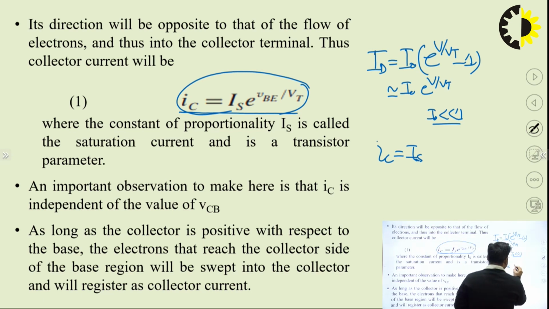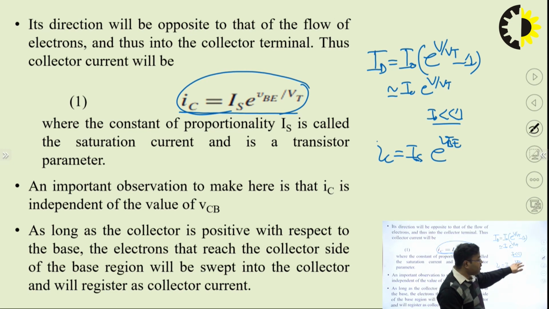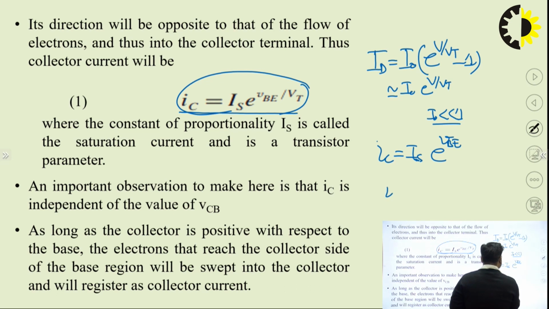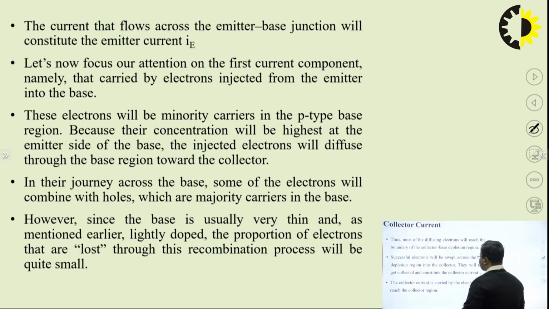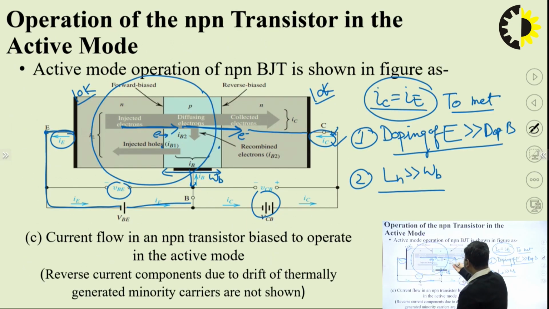So IC is equal to IS e to the power VB, where VB is the forward bias voltage applied at the emitter base junction. IC is proportional to e to the power VB. IC depends on the base to emitter voltage. It is very interesting, and this is known as common base configuration because the base is common between the emitter and the collector.